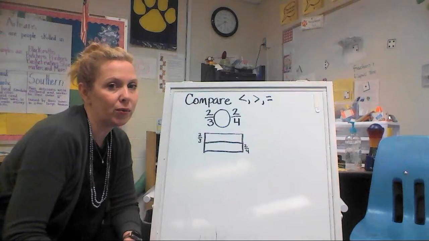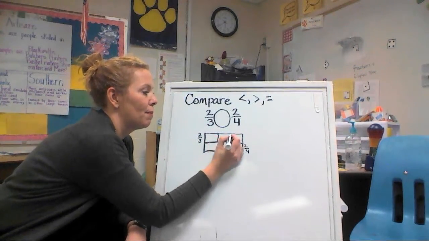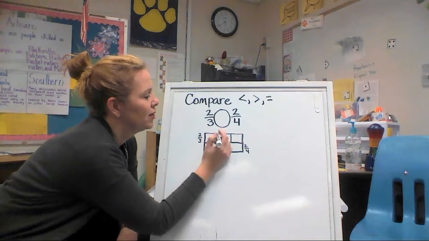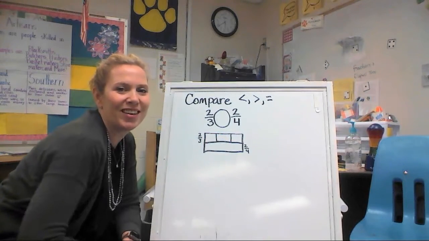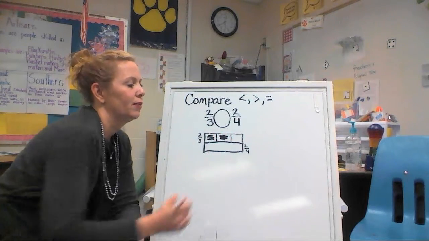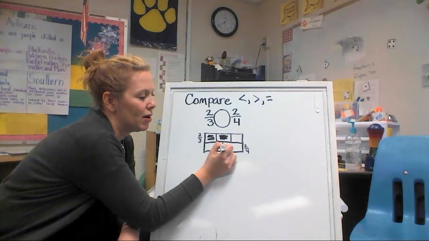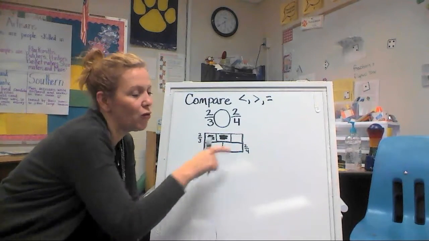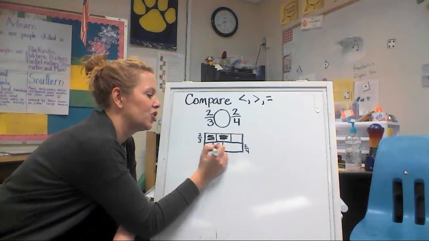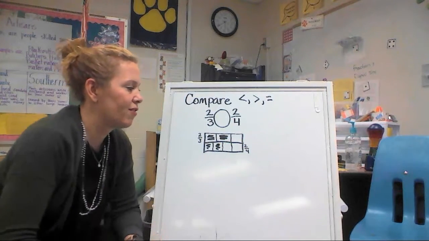to make your own. Okay, so 2/3, I know my whole needs to be divided into 3 equal pieces. Try your best to make them equal. And then you want to shade in 2 of the equal parts. And then 2/4. Well, I remember from that equivalent fraction that 2/4 is equal to half. So I'm going to shade in half of that rectangle.